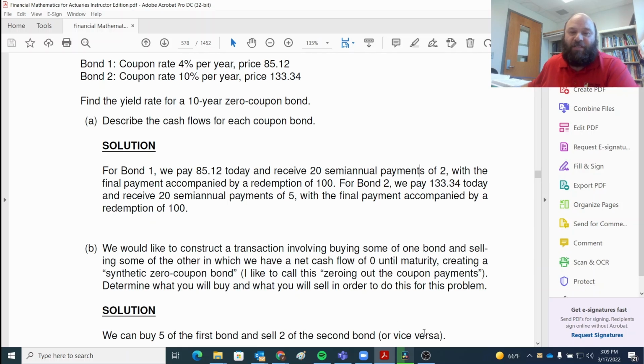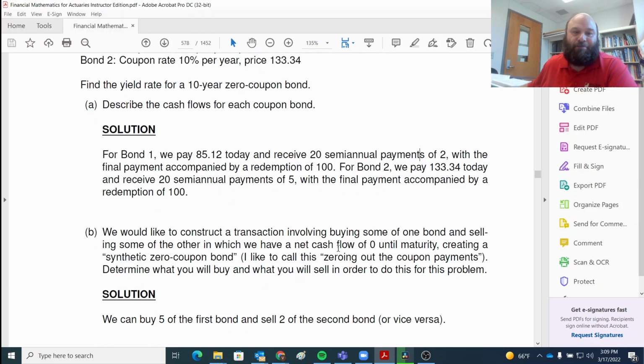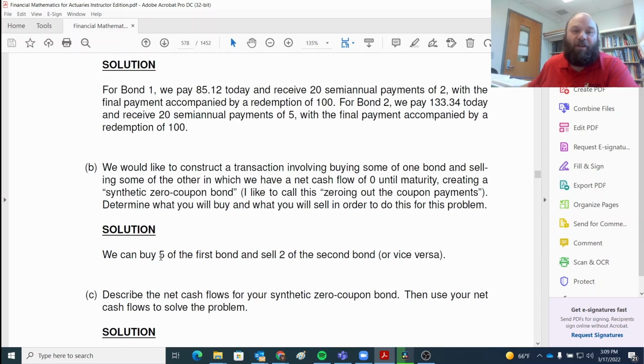Now, when it says vice versa here, that means we could sell 5 of the first and buy 2 of the second. But it's always 5 of the first, 2 of the second. One we buy, one we sell. And which one we buy and which one we sell just depends on whether we have a long position or a short position at the end of the day. And for our purposes, we don't care because either allows us to calculate the exact same interest rate. So we're going to stick with buying 5 of the first and selling 2 of the second.